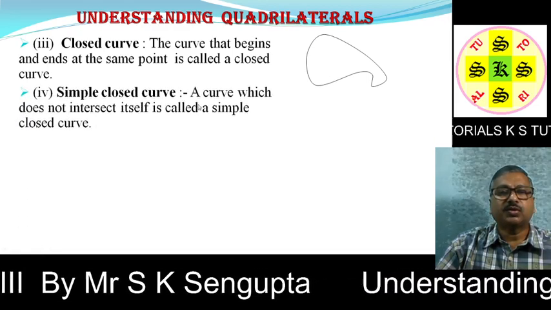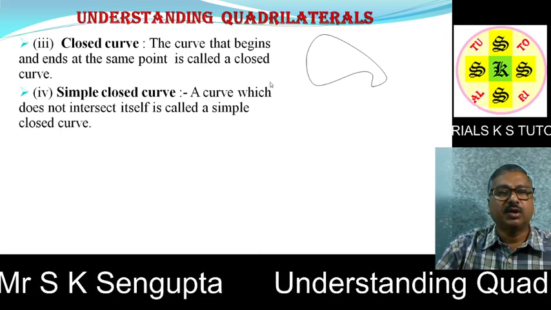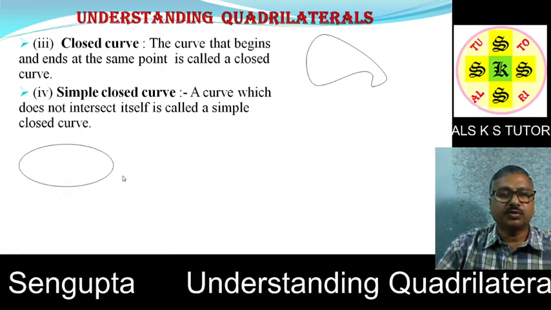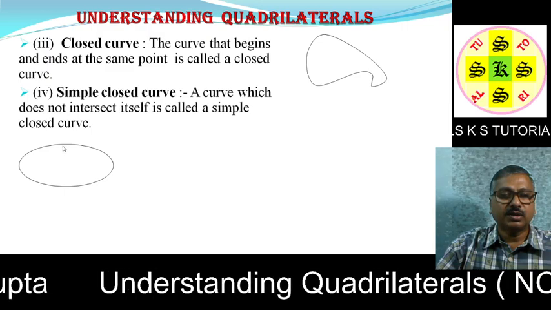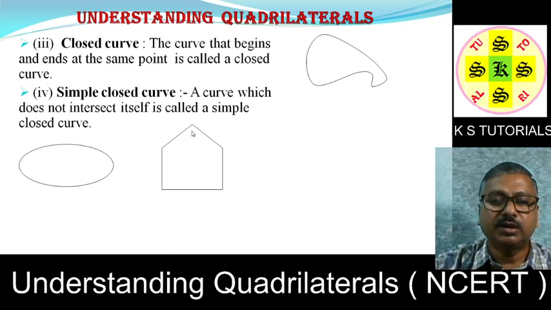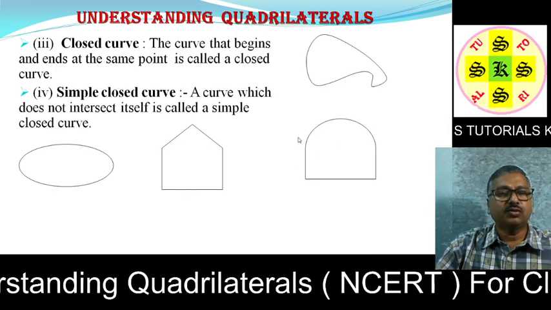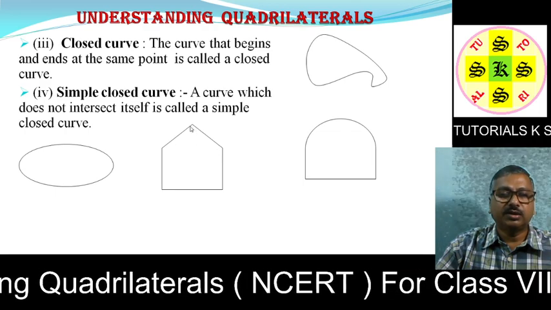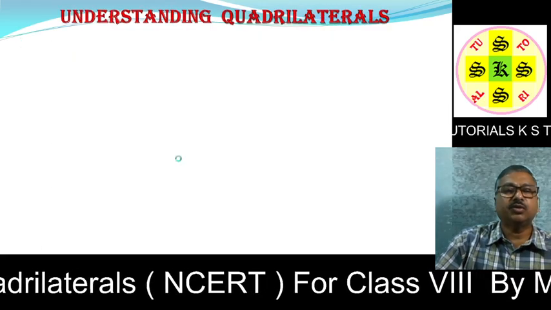So now simple closed curve. A curve which does not intersect itself is called a simple closed curve. Now this is also a simple closed curve, it does not intersect within the curve. So the curve is closed. Also simple means it does not intersect within the curve. This is another simple closed curve. Now this is another simple closed curve. So the curve should be simple and closed, and if it does not intersect within itself, then this is known as simple closed curve.